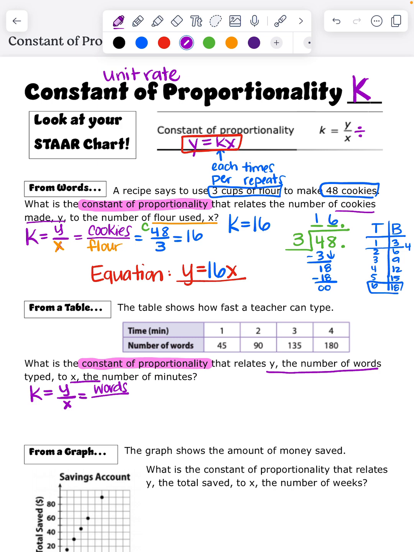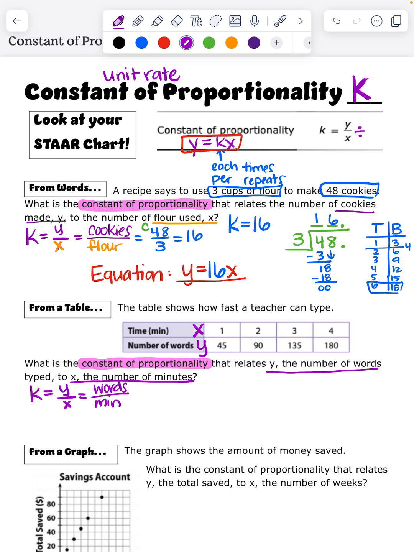And then x is the number of minutes. I'm going to go ahead and label those on my table as well. It says y was words, so I'm going to put the y next to the words, and I'm going to put x, my minutes, on top. And again, I didn't have to know that. I read the problem and it told me.